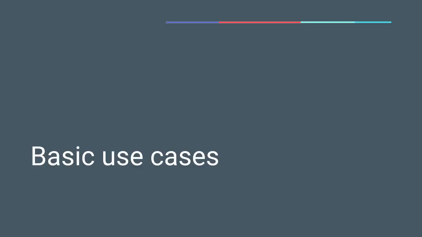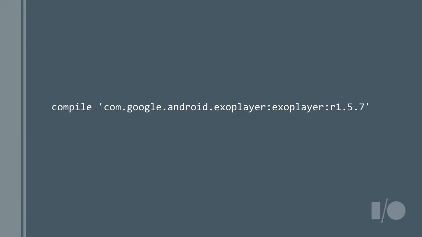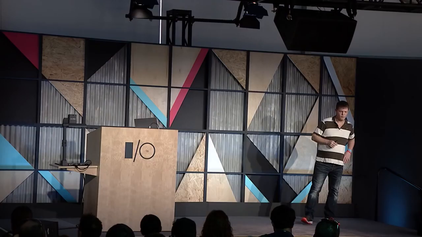So let's have a look at some basic use cases. For a media player, of course, the basic use cases are playing audio and video files. So what do you have to do to play audio or video files with ExoPlayer? The first thing is, of course, including ExoPlayer in your APK. The easiest way to do this is to just add another Gradle dependency to your Gradle files, and then ExoPlayer will be included, and you can use all those classes available.